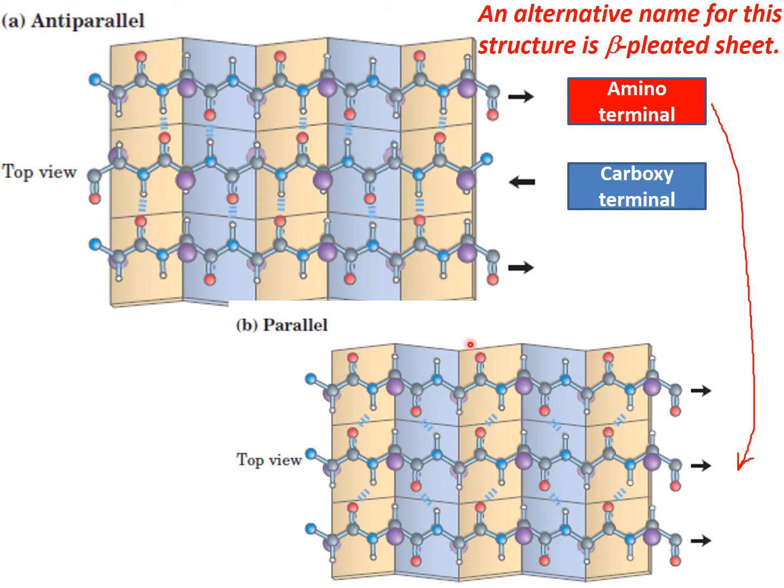Here they are parallel because the right side of every beta sheet is having amino terminal, and the left side they are all having carboxyl terminal. So this is a parallel conformation of the beta sheets. This is anti-parallel conformation of the beta sheets. An alternative name for this structure is beta-pleated sheet.